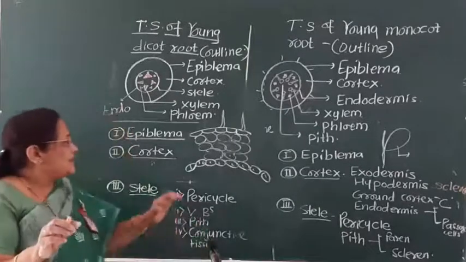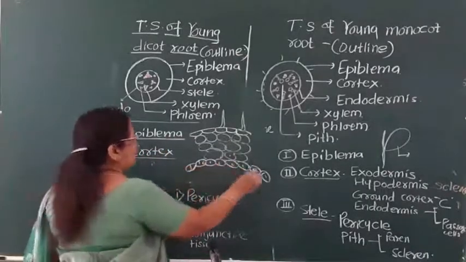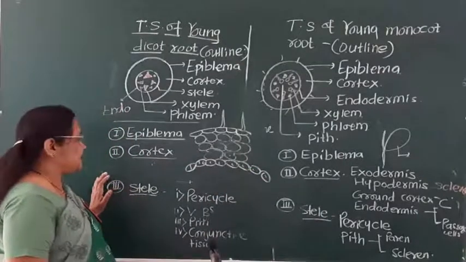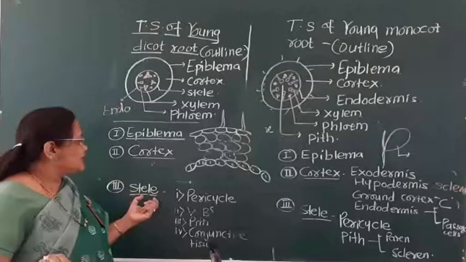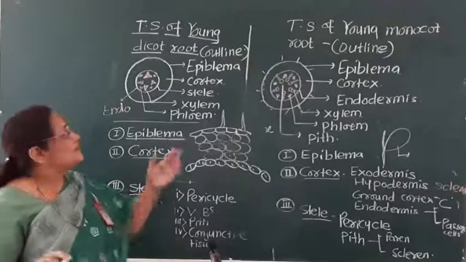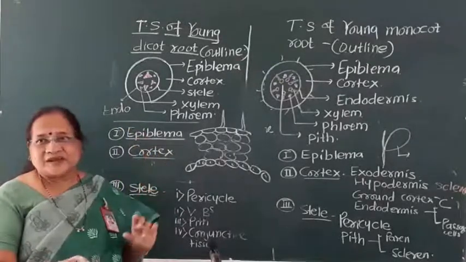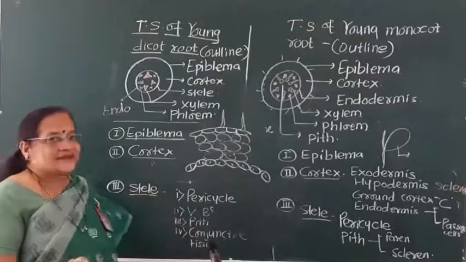So this is regarding the cortical tissue, and the innermost layer is the endodermis. After the cortex and endodermis, the next part we call the stele. Stele is the central core of that particular circular section: we have the epiblema, then the cortex, and after that, in the central part, the stele.